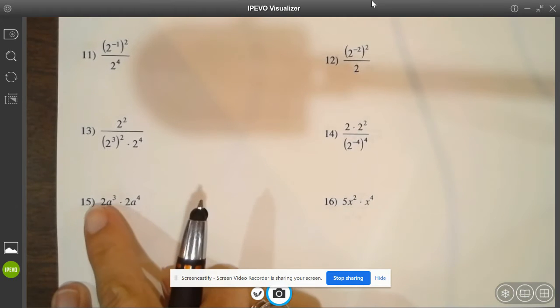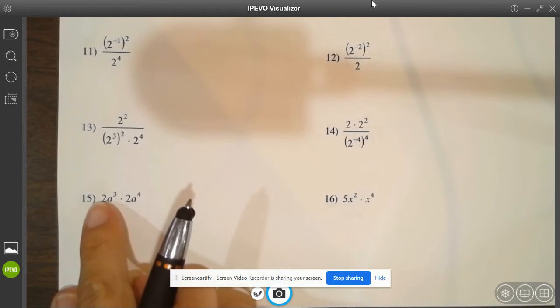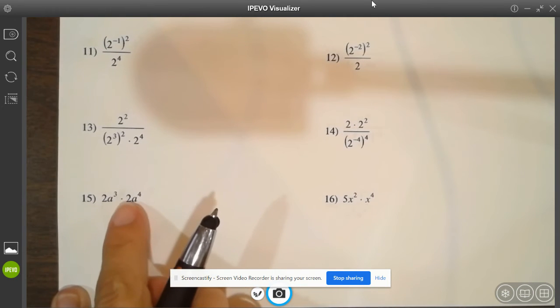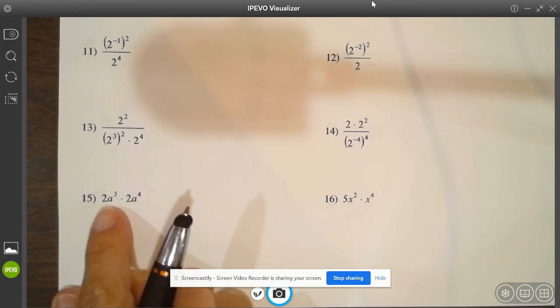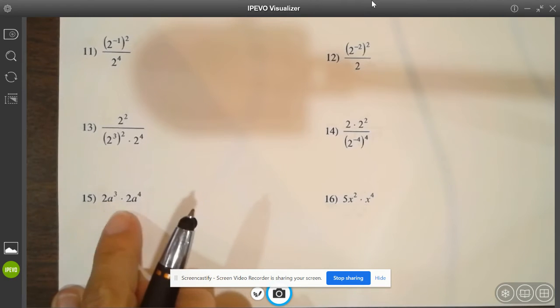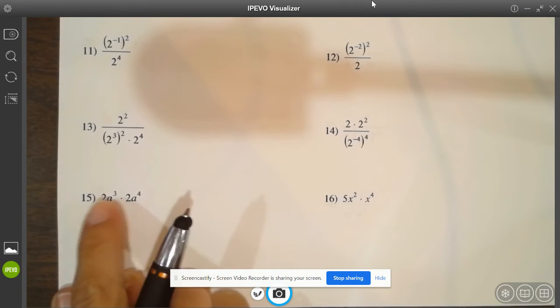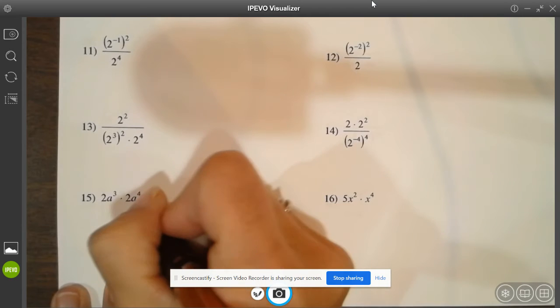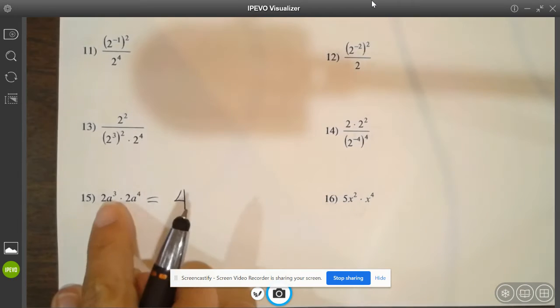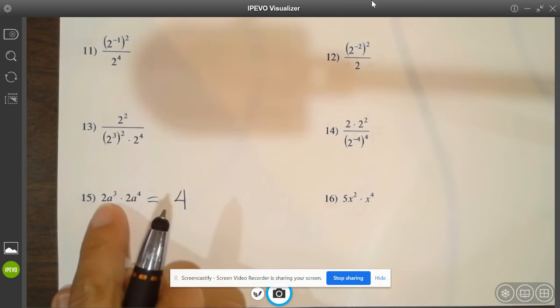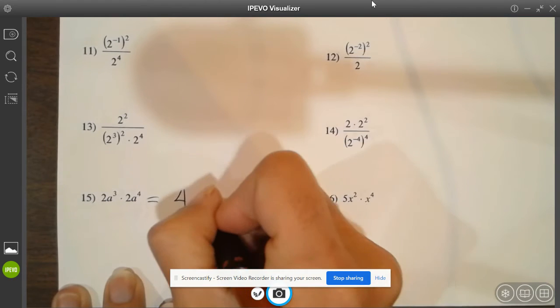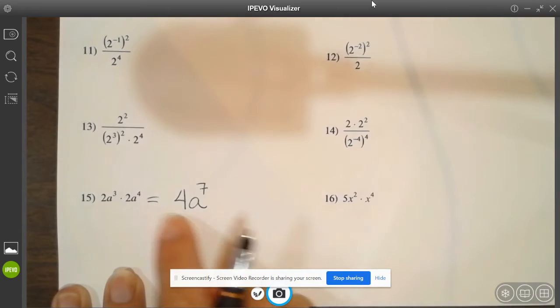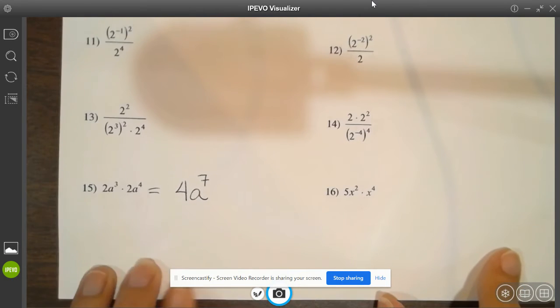So here we have 2a to the 3rd power and 2 times a to the 4th power. So we're going to multiply the numbers here. So that's 2 times 2 is 4. So it's 4. And then how many? Because we're adding the exponents because it's product. So that's 3 a's here and 4 a's. That is 7 a's in total. And that's how you simplify that.